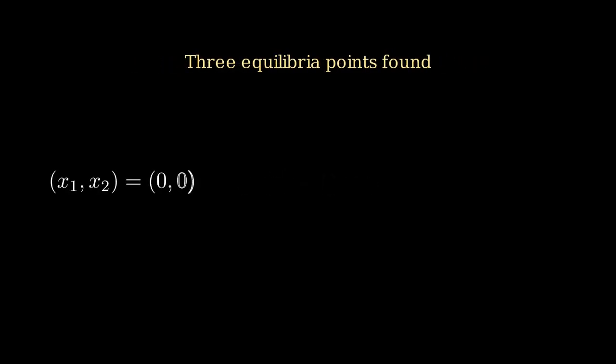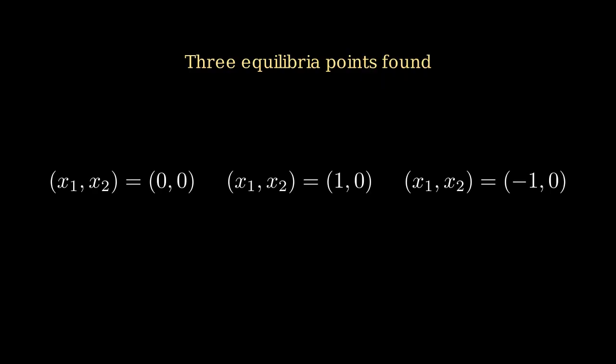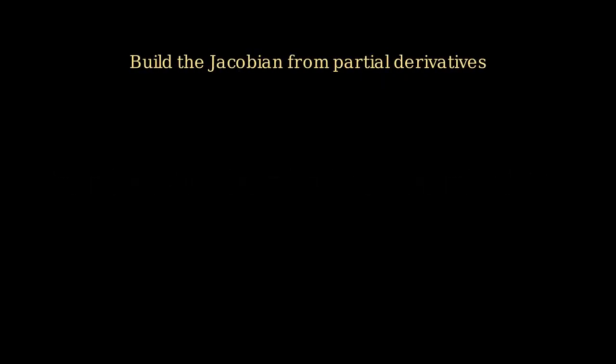The first is at x1 equals 0. The second is at x1 equals 1. The third is at x1 equals negative 1. In each case, x2 equals 0. Now we build the Jacobian matrix. The top row comes from the first equation, giving 0 and 1. The bottom row comes from the second equation, giving negative 1 plus 3x1 squared and 0.